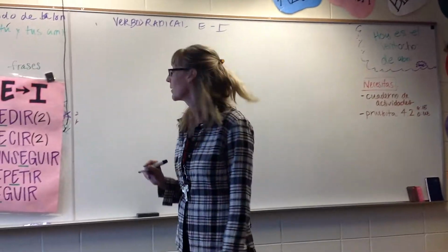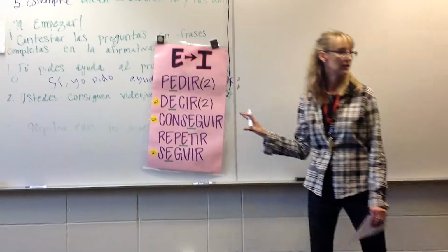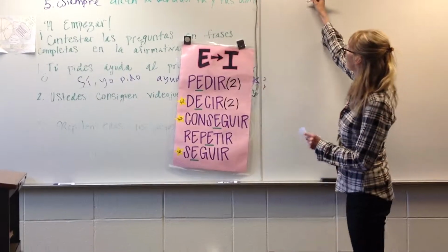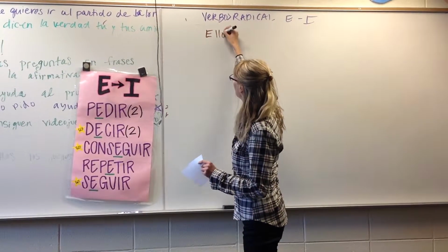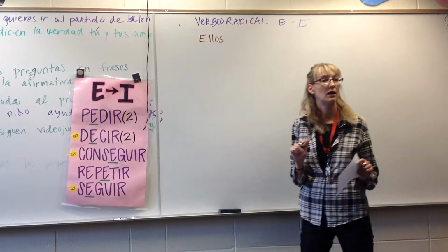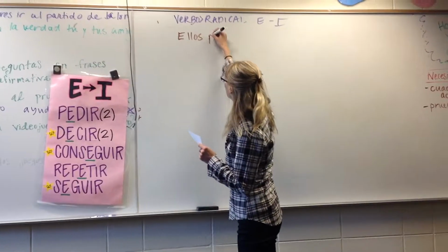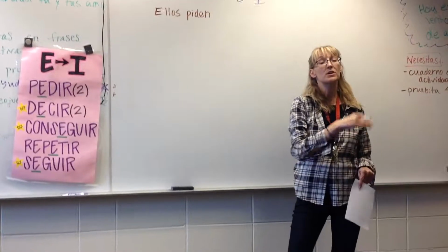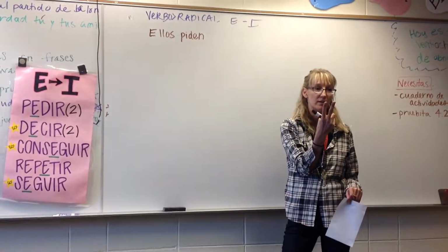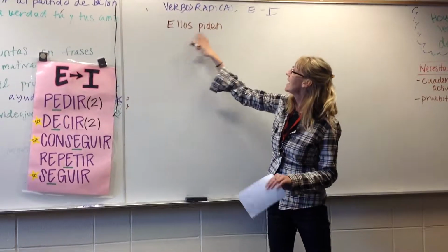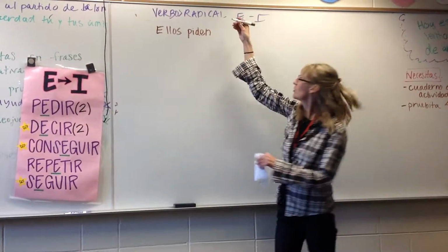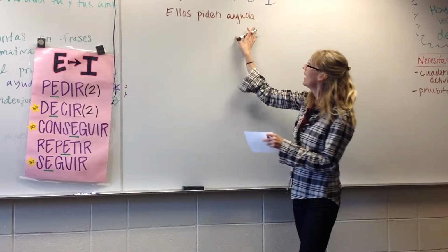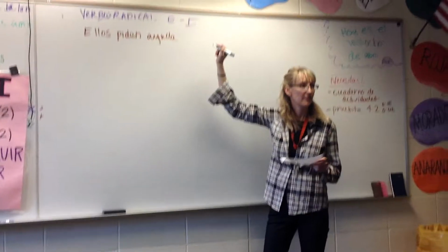They ask for help. So what's the verb to ask for? Pedir is to ask for, to order. So they ask for, ellos piden. Could you have we said usted? You couldn't in this case, because usted would be you all formal. That'd be a second person one. And this one is third. They ask for, what do they ask for? Help. ¿Cómo se dice help? Ayuda. Muy bien. Necesito ayuda. They ask for help with their problems.